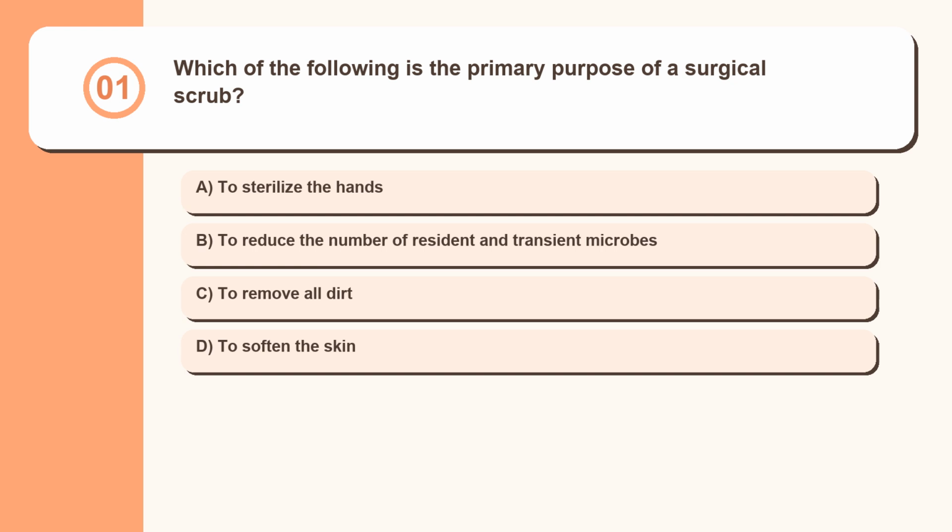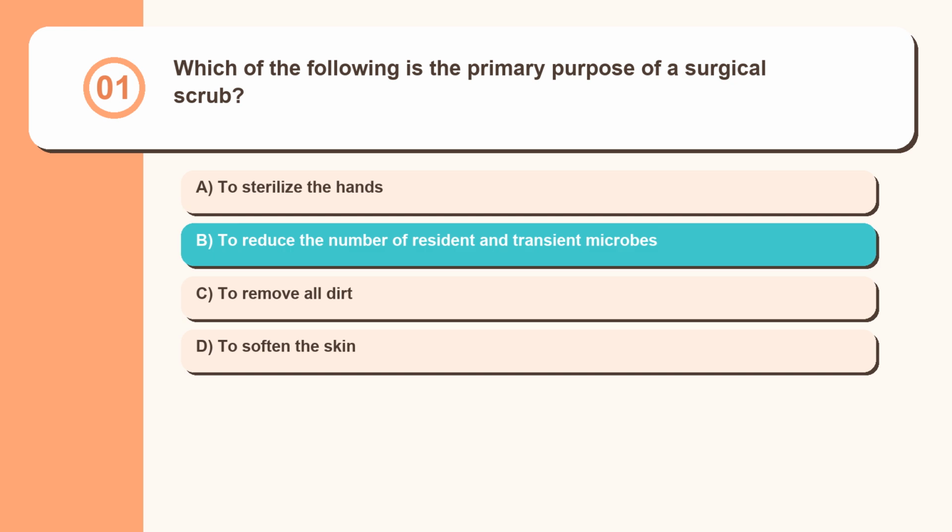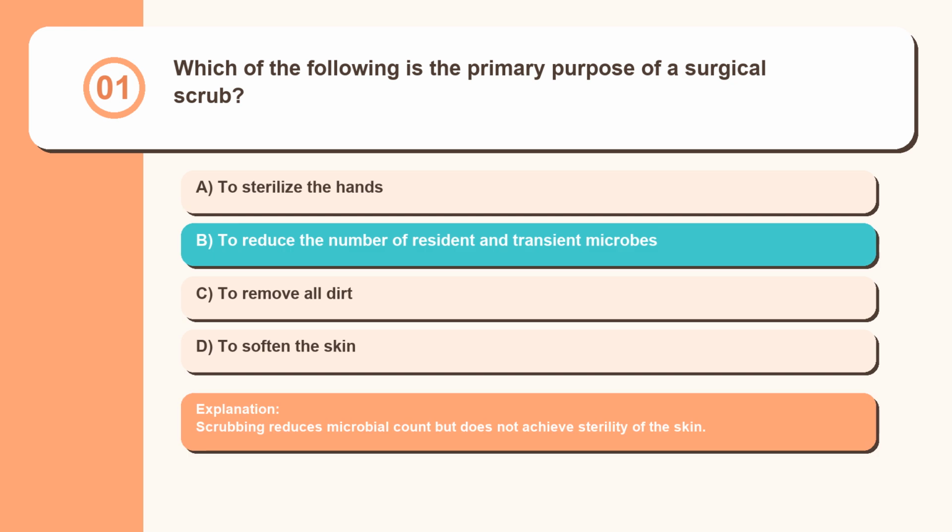Question 1. Which of the following is the primary purpose of a surgical scrub? To sterilize the hands, to reduce the number of resident and transient microbes, to remove all dirt, to soften the skin. Scrubbing reduces microbial count but does not achieve sterility of the skin.